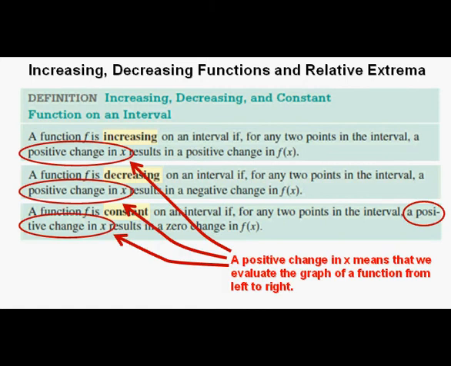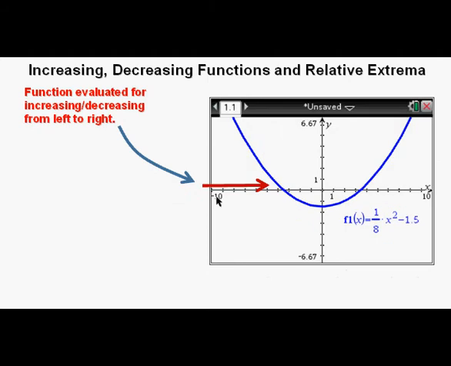The key phrase in each of these three definitions is this: a positive change in x. A positive change in x means that we are evaluating the graph of a function as we go from left to right. We will now evaluate the graphs of several functions. First, we have this quadratic function, f of x equals 1/8 x squared minus 1.5. As instructed in the definition, we evaluate for increasing, decreasing from left to right.